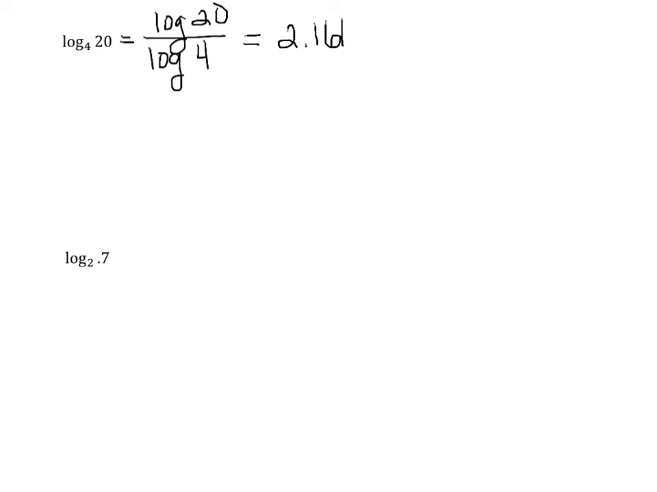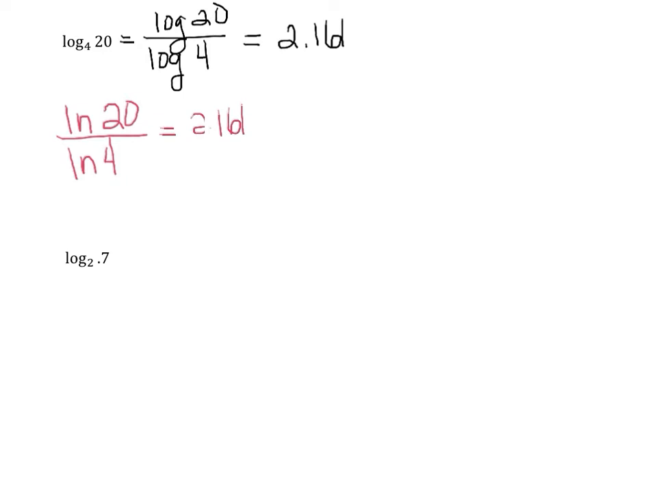This problem can also be done with the natural log. We can do natural log of 20 divided by natural log of 4. And I can put that in my calculator as well. The natural log button is directly underneath the log button in my calculator. And the awesome thing about this, hopefully you're putting this into your calculator as well, the answer is the same. 2.161.